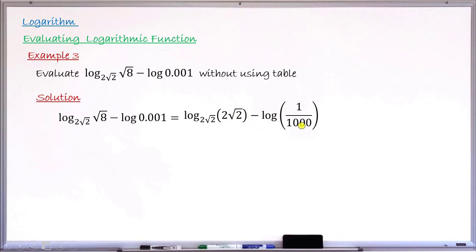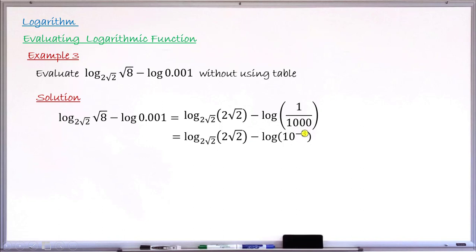So I continue. What I'm going to do next is to change this 1000 into index form. It will give you 10 raised to the power of 3. But when that 10 to the power of 3, which is at the denominator, is shifted to the numerator, it becomes a negative power. So you have 10 raised to the power of minus 3. What you now do next is to apply the properties of logarithm. You can see this, the base is 2 root 2 and the number is 2 root 2. So this will give you 1.